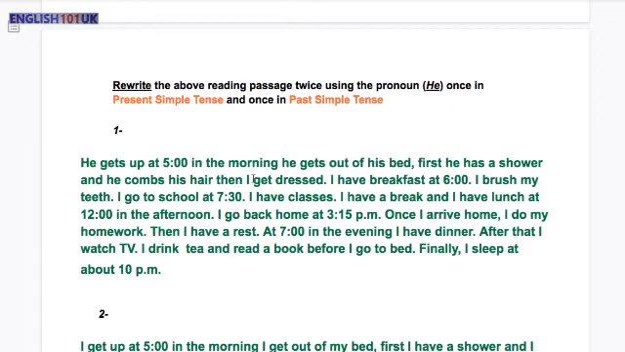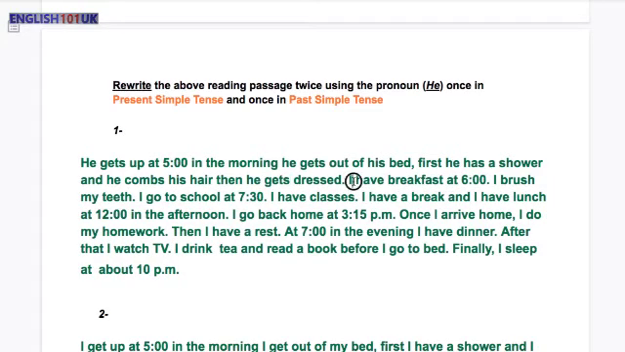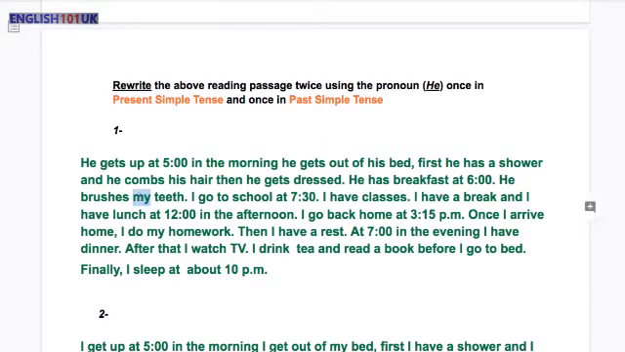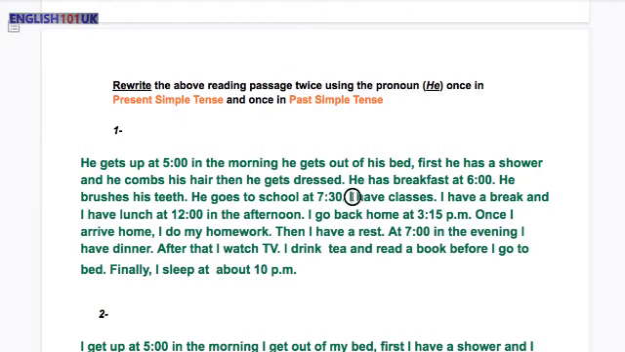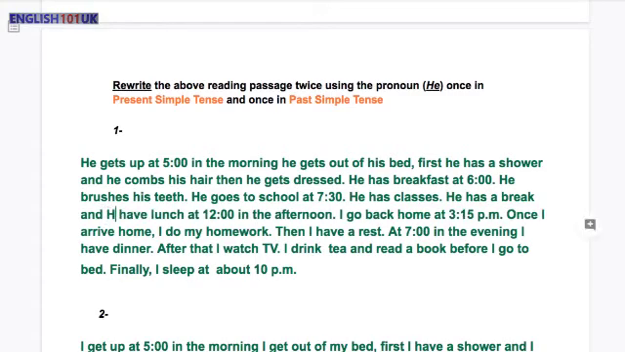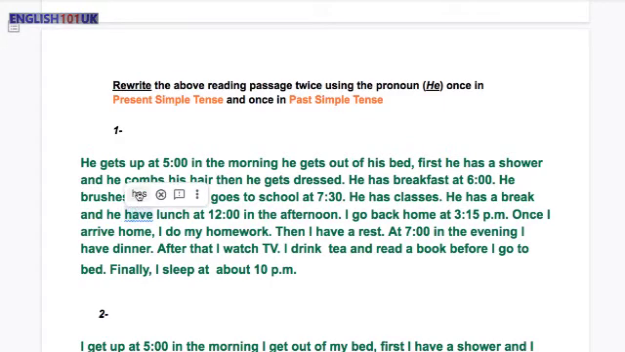Then he gets dressed once again. He has breakfast at 6 o'clock. He brushes his teeth. Then he goes to school at 7:30. He has classes. Then afterwards he has break and he has lunch at 12 o'clock in the afternoon.